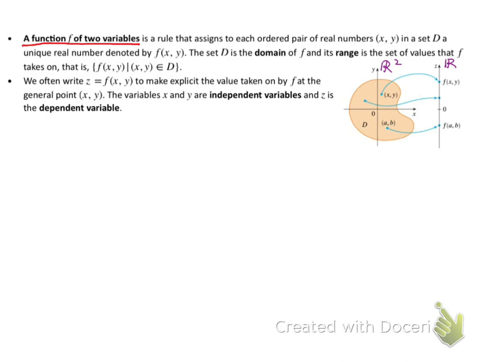We often write z equals f of x, y to make explicit the value taken on by f at the general point x, y, as in, x and y are the independent variables that we plug into the formula, and z is the dependent variable. So this is pretty much the setup of a function that starts with R2, or maybe a subset of R2. Then the output is still one number.